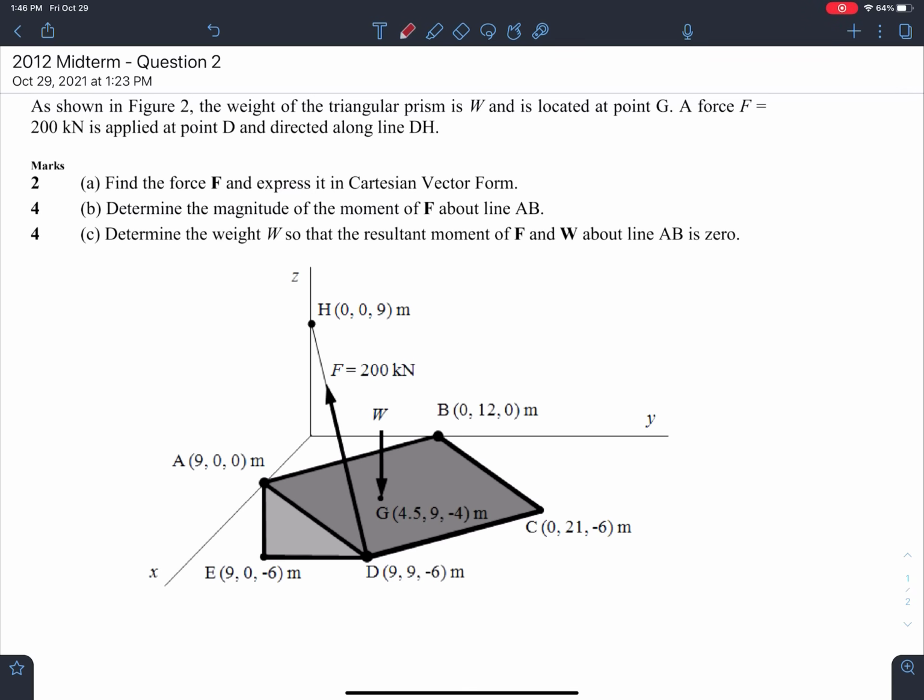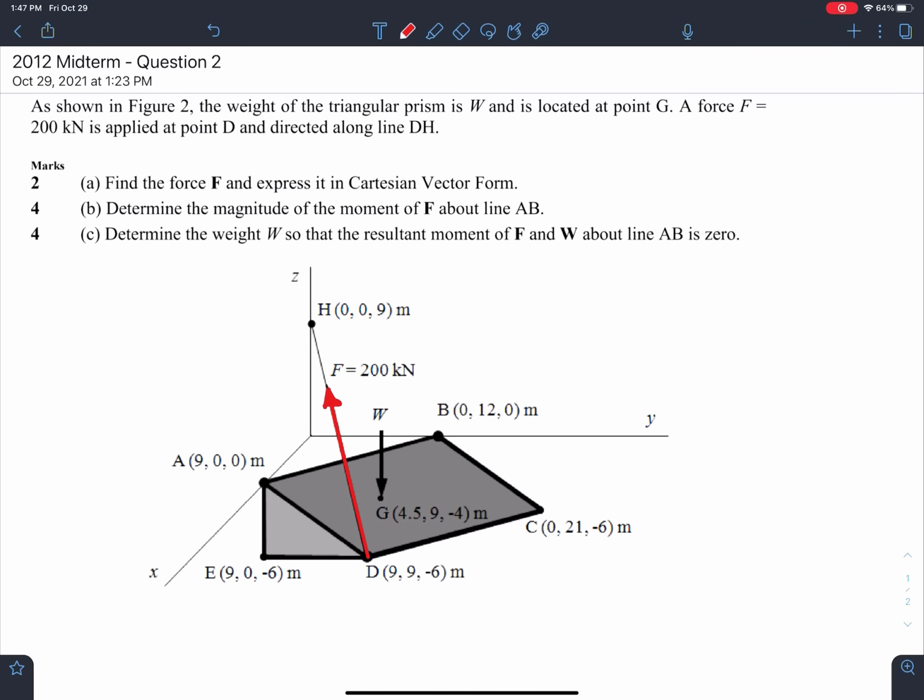I'm just going to switch over to my pen, and it's basically referring to this force right here that we are now going to have in red, just to make it pop a little bit more. As we can see, the force starts at D and it goes over to point H. Now, the question wants us to do three different things. The first one is find the force F and express it in Cartesian vector notation. Well, that's not too bad.